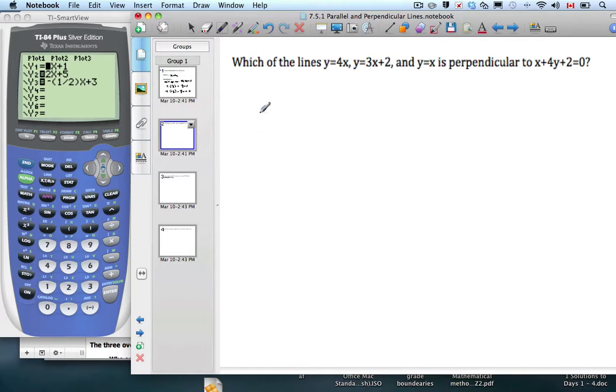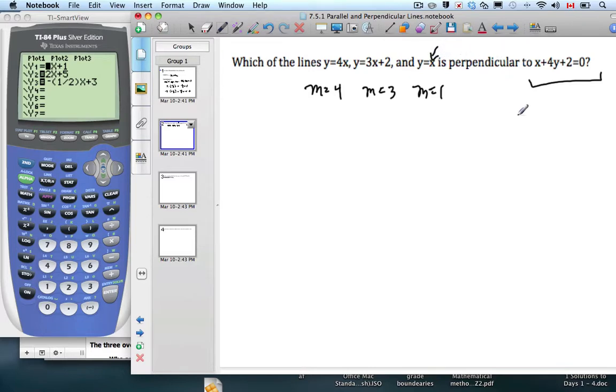Okay, so let's see if we can use this somehow. Which of the lines, y equals 4x, y equals 3x plus 2, and y equals x, is perpendicular to this line? Well, if I'm going to find the perpendicular, I need to look at their slopes, because I want the slopes to be opposite reciprocals. So the slope of this line, that one's easy. It is 4. This one? 3. This one? Don't be tricked. I want to say x, but you said don't be tricked, so it's got to be 1 in front of the x. The coefficient of your x variable.